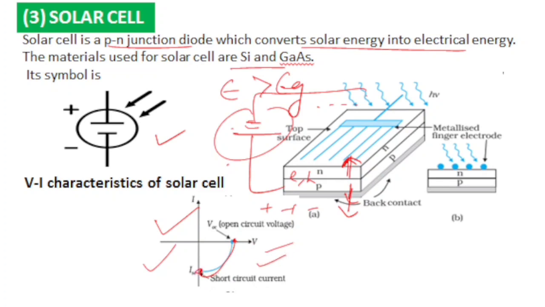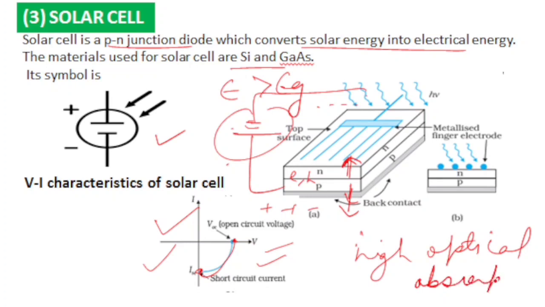And the material used for the solar cell must have certain properties. Which type of material is used for the solar cell? Those materials which have high optical absorption capacity, and also a band gap between 1 to 1.8 electron volt. These types of materials are used. Also those materials which have very high conductivity, and whose cost is also very low. So this is about the solar cell, which is used to convert solar energy into electrical energy.